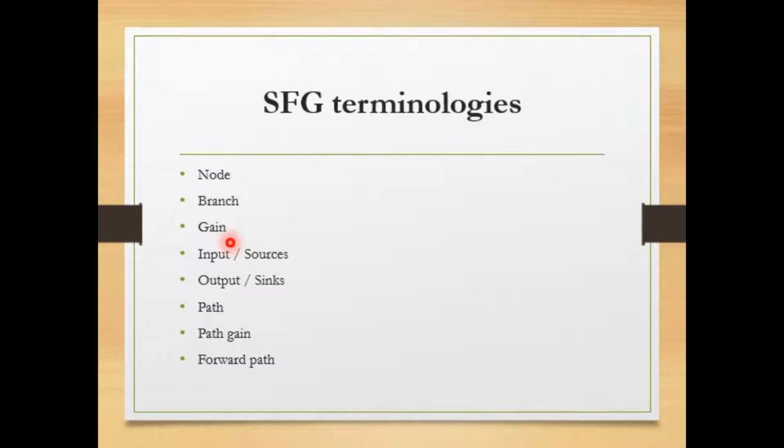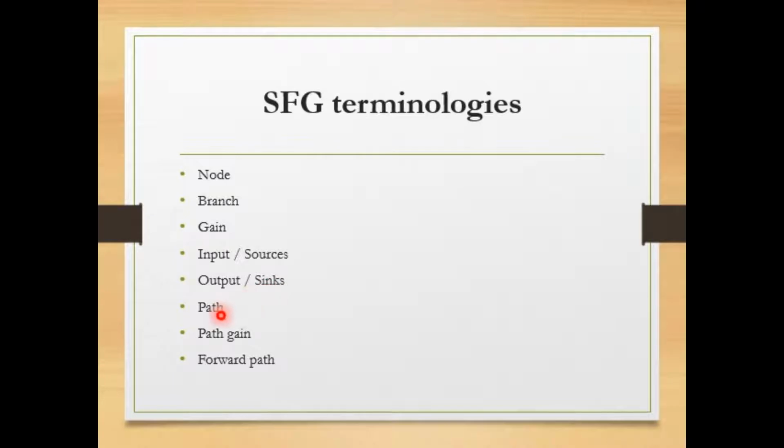The input node or the source will have only outgoing branches. A node which has only outgoing branches, we call it an input node or source. Then what is an output node or sink? It is a node which has only incoming branches. Sometimes we have a mixed node. Mixed node means that node has both incoming as well as outgoing branches.